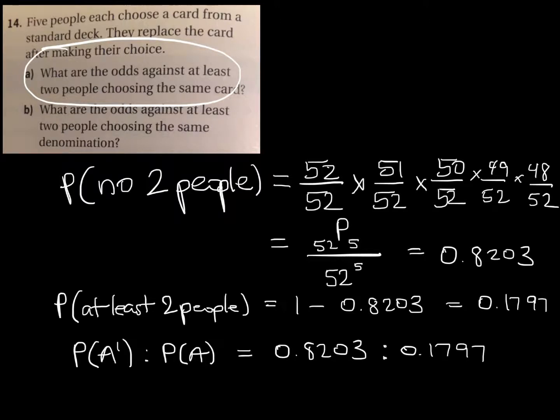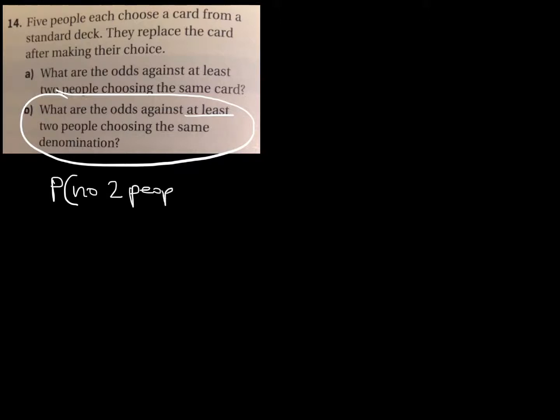Let's look at part B. So here, what are the odds against at least two people choosing the same denomination? So again, I see the words at least. So it's easier to find the complement of that. So we want to find the probability of no two people choosing the same denomination. So the first person can pick any card.